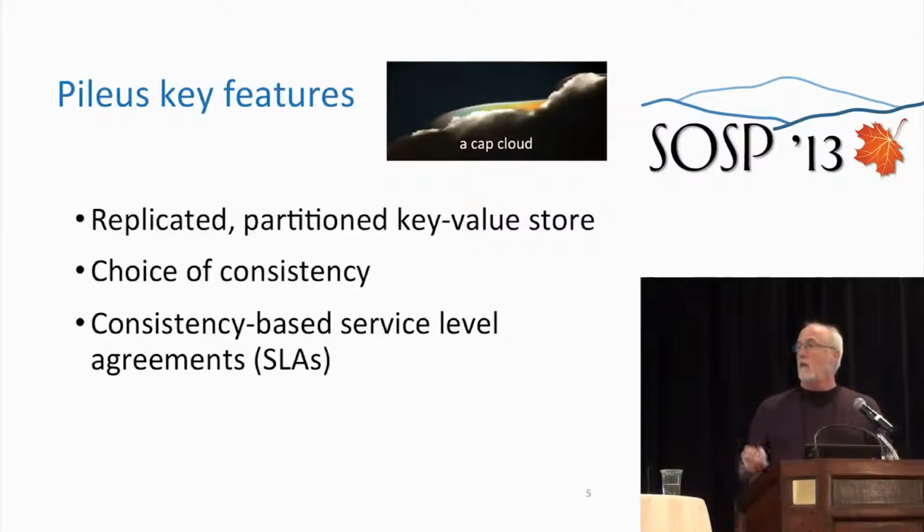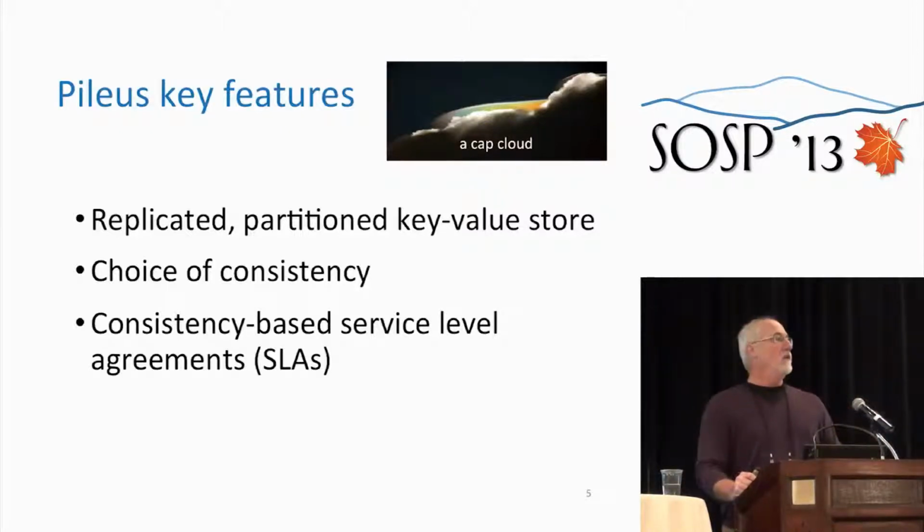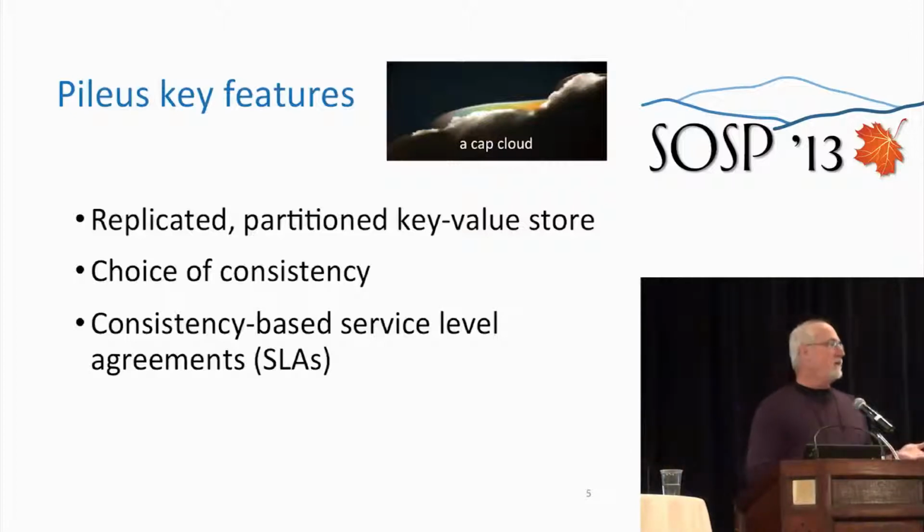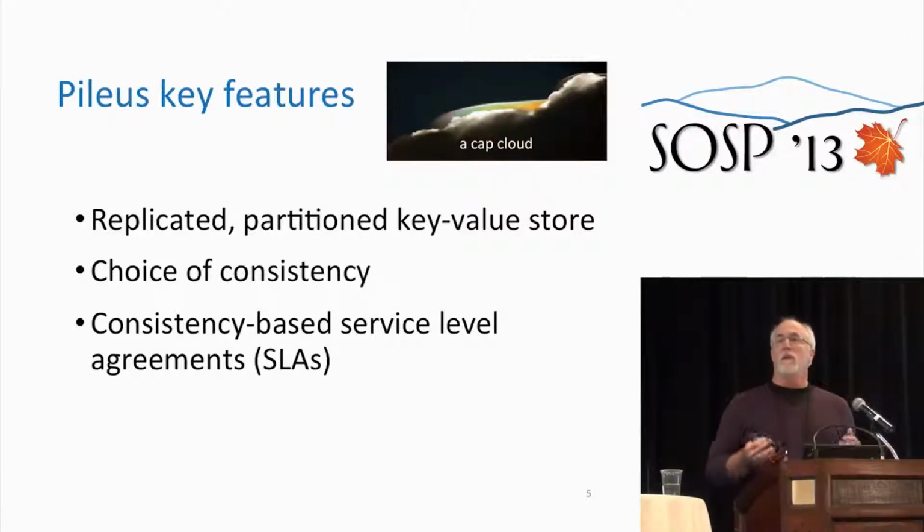Before I go into more detail on how we do this, you may be wondering, why the name Pileus? It turns out Pileus is a meteorological term for something known as a cap cloud. A cap cloud is a type of cloud that sits above other clouds. It rapidly adapts to the form and movement of those underlying clouds, and it's rumored to alleviate concerns about the CAP theorem.